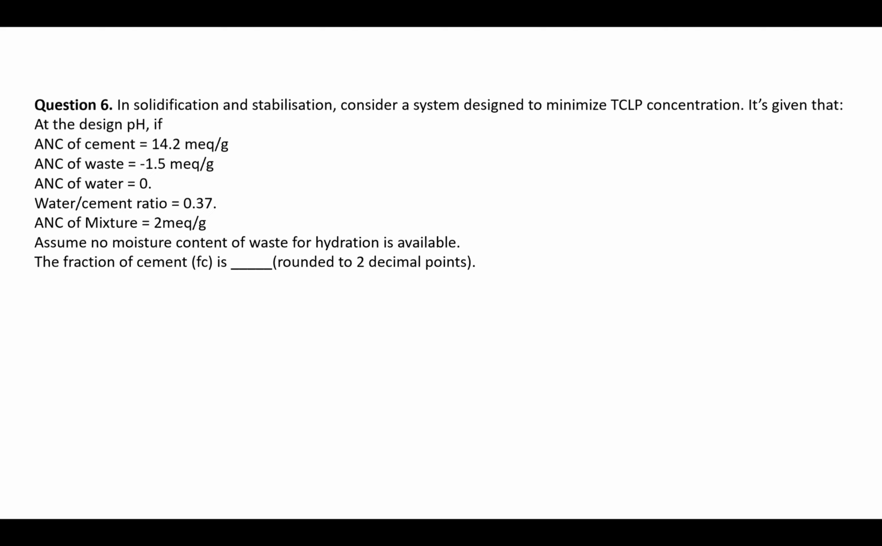Water to cement ratio is given, and the acid neutralization capacity of mixture is given, and we have to assume that no moisture content of waste for hydration is available. So we have to find out the fraction of cement which will be required. So I will give you 5 minutes to solve this question, and then we will see how to solve this. Please write the value which you are getting in the chat box.